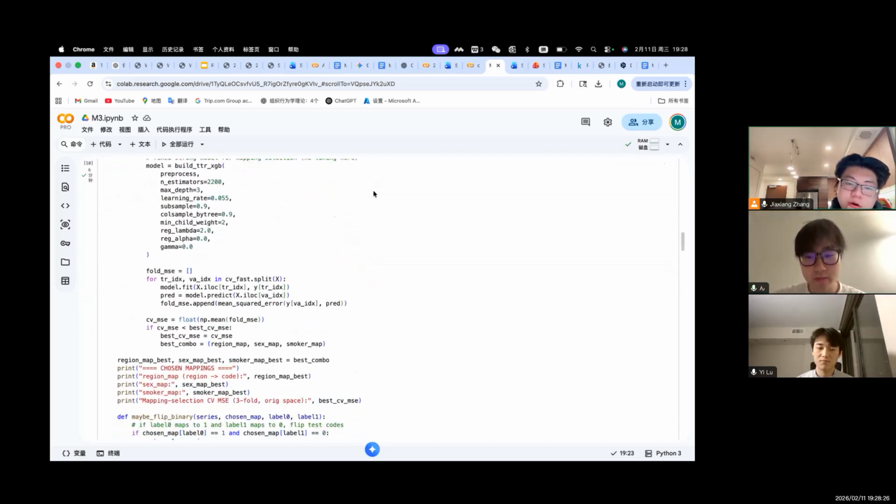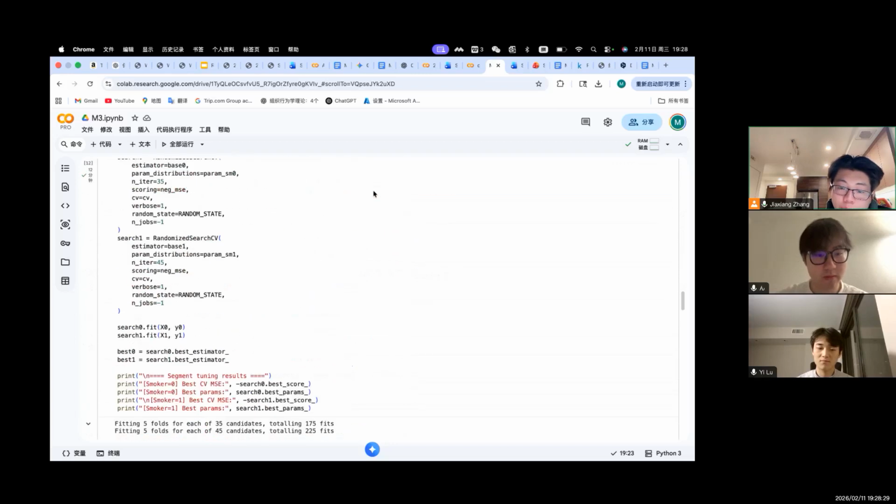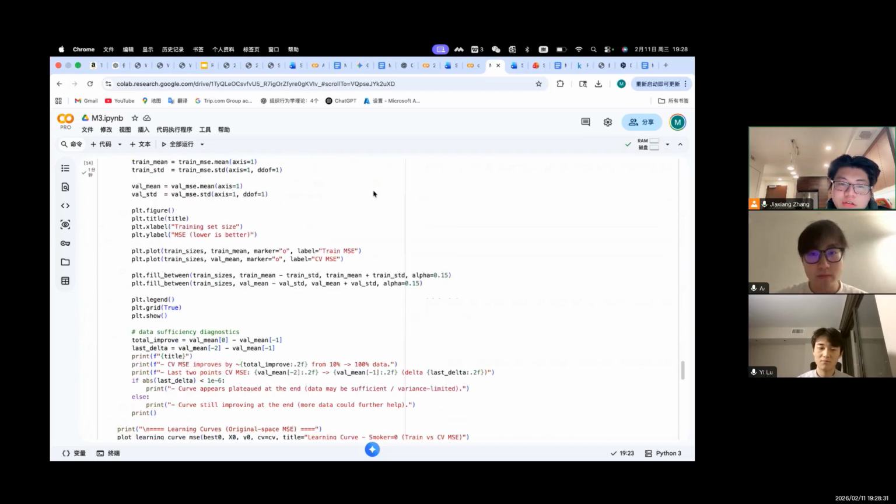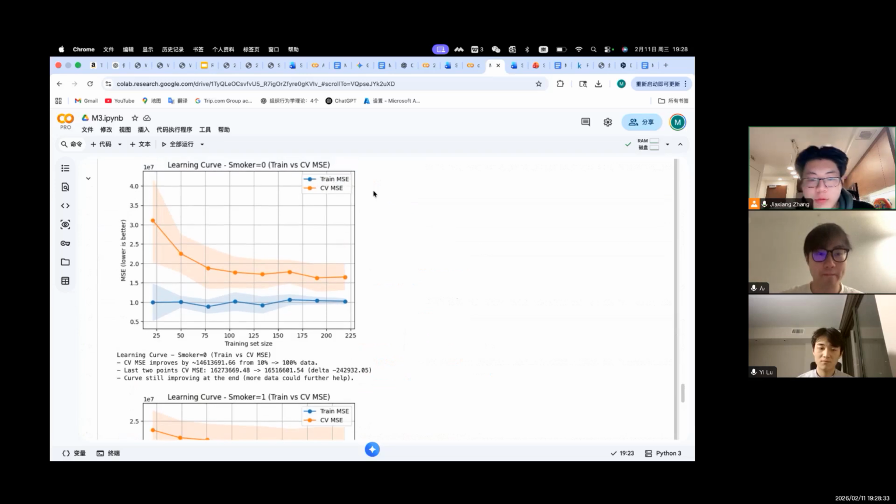For the next part, I will explain how we assess and improve the fit of this regressor. Improving leaderboard performance alone is not enough. We need to verify that our model generalizes well and is not overfitting. First, we used K-fold cross-validation. Instead of relying on a single train-test split, we averaged MSE across multiple folds. We compare training MSE and cross-validation MSE to detect potential overfitting. The gap between them was relatively small, suggesting the model generalizes well.